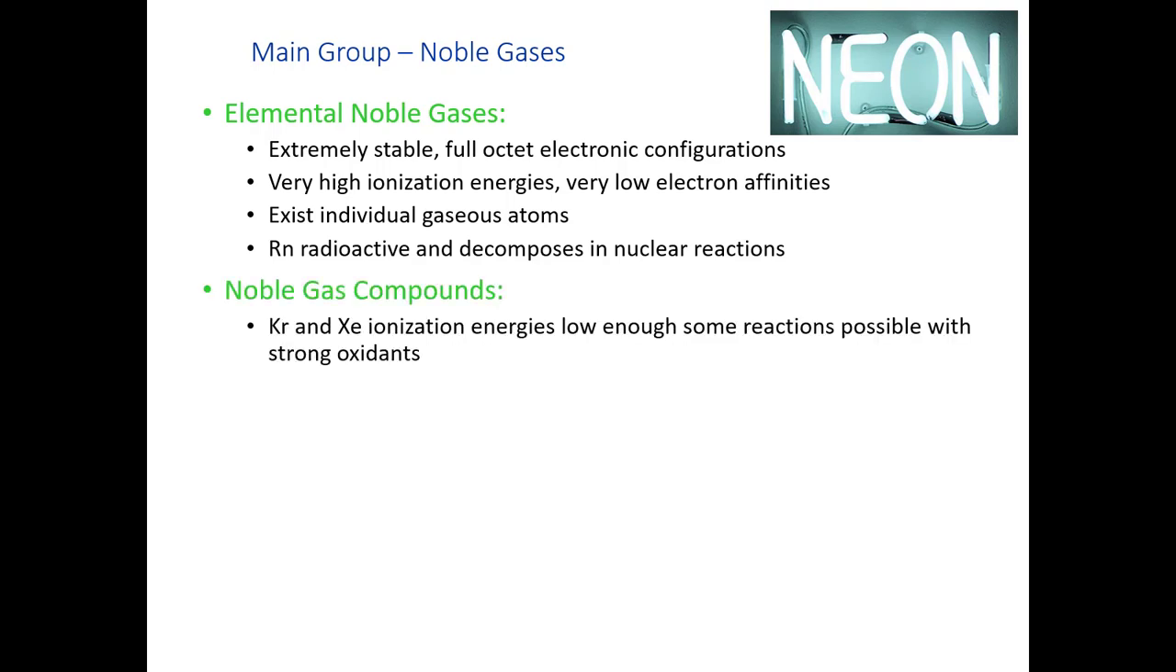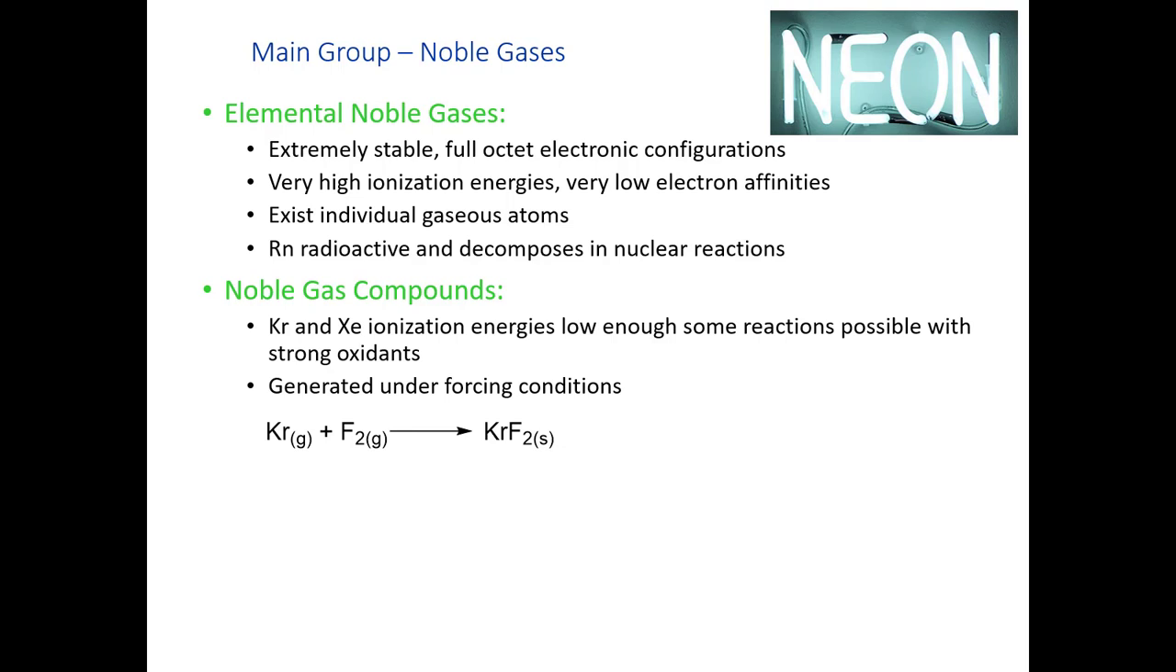There are very few compounds of noble gases as they are, for the most part, chemically inert. The larger noble gases, xenon and krypton, have ionization energies low enough that they can react with very strong oxidants. These compounds are often generated at high temperatures, high pressures, and using electrical discharge.